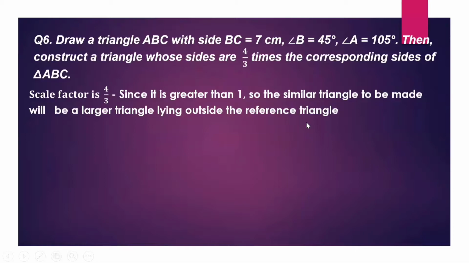This is something very important that you need to keep in mind. Whenever the scale factor is more than 1, you get an enlarged triangle. If it is less than 1, you get a diminished triangle, which is going to lie inside the triangle. But here the triangle is going to be outside the triangle. We'll have to enlarge the sides. So let us see how we do that.